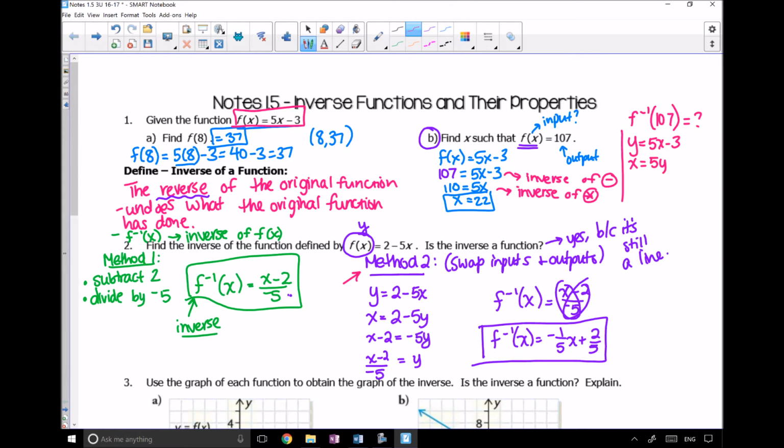I get x equals 5y minus 3. I can add 3 to both sides, so I get x plus 3 equals 5y. I can divide everything by 5, so I get x plus 3 over 5 equals y. So I'm allowed to say that my inverse function is x plus 3 over 5. So now to find f inverse of 107, I would just plug in 107 for x here. So I'd do 107 plus 3 over 5, which is 110 over 5, which is equal to 22.